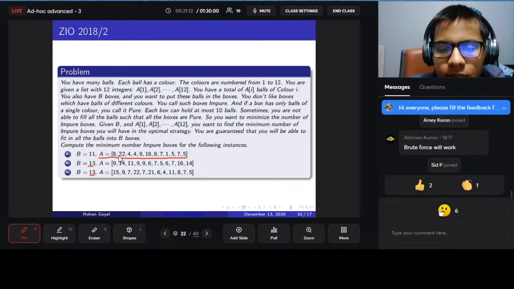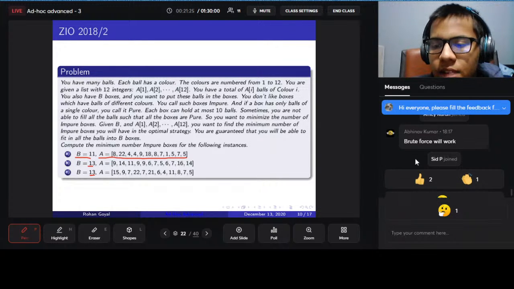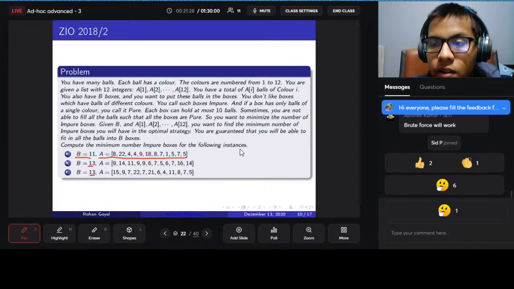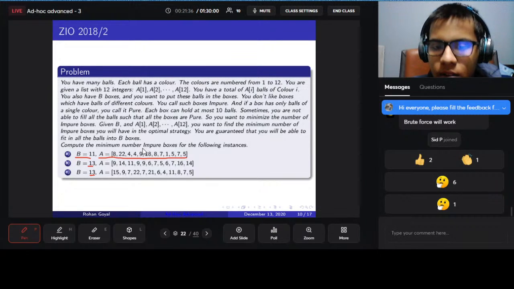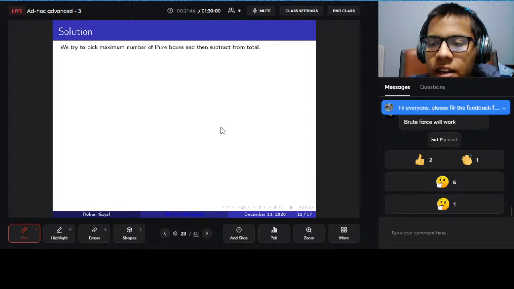So the problem is we are given a number of boxes and some set of colors. We have 12 colors, and for every color there are some balls we have. We want to put these balls in these boxes such that we minimize the number of boxes which have balls of more than one color. So what is the minimum such number of boxes we can have? We are calling such boxes impure, and the ones which have all of one color pure. So now we'll try instead to pick the maximum number of pure boxes and then subtract from the total.